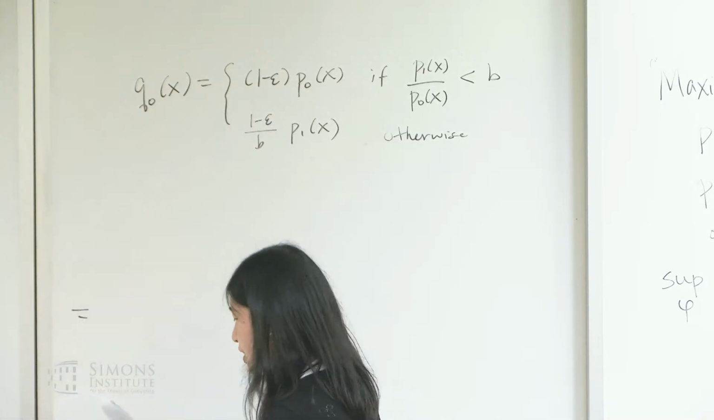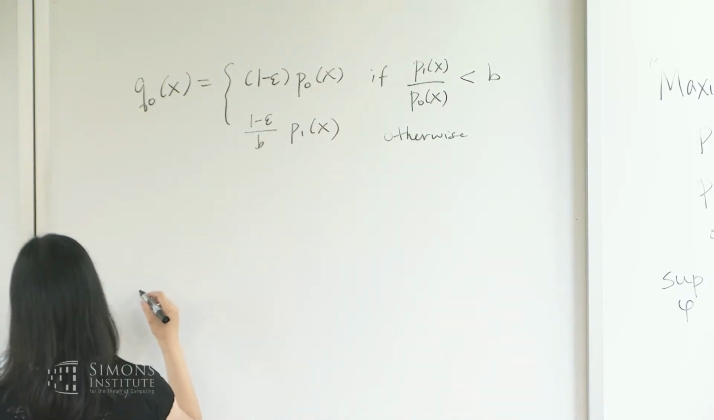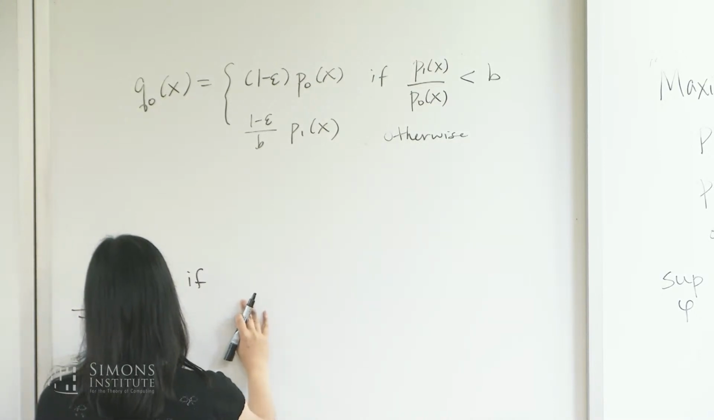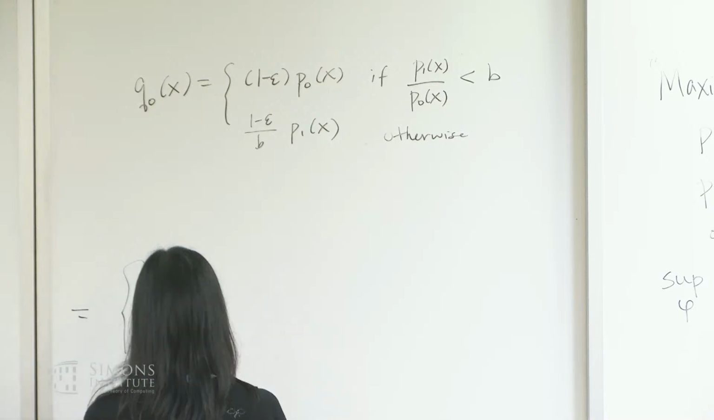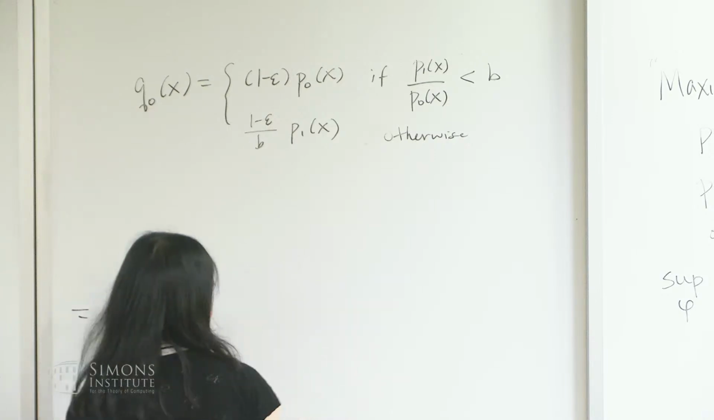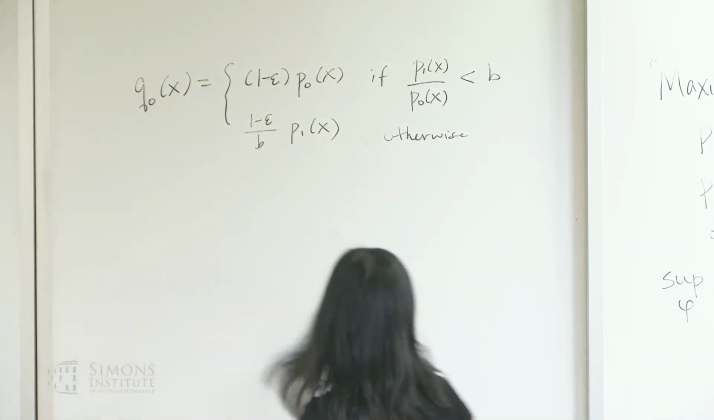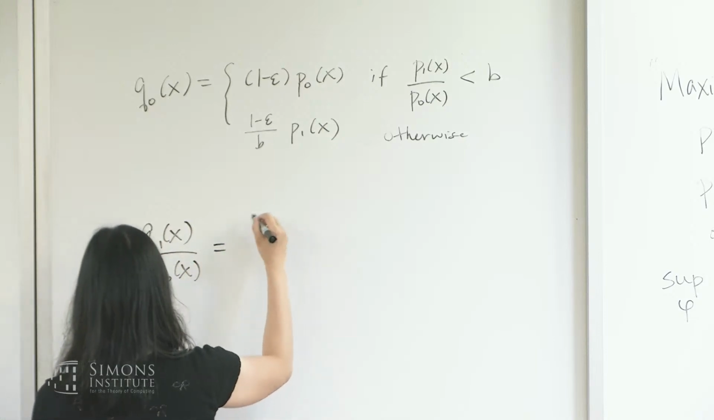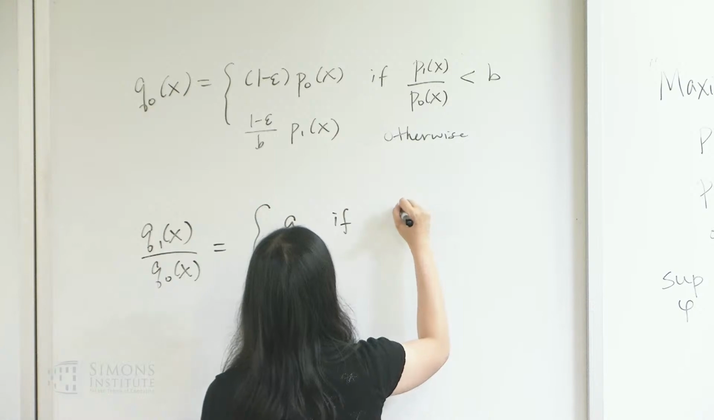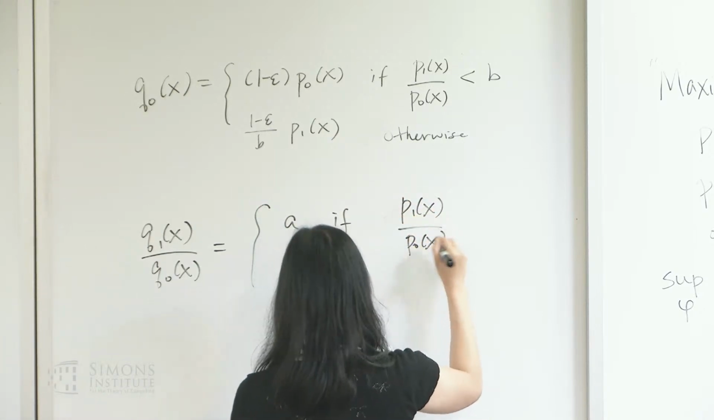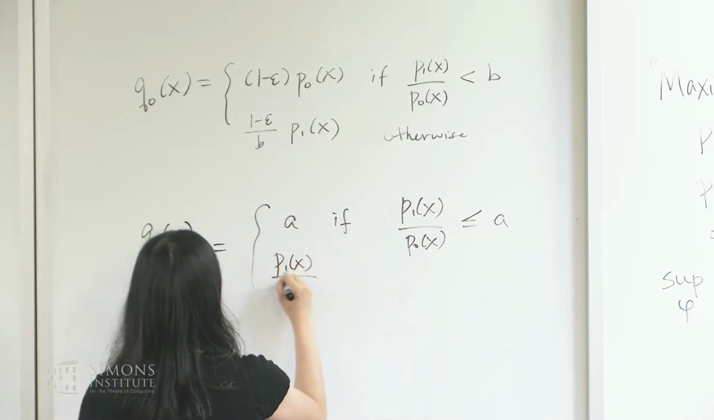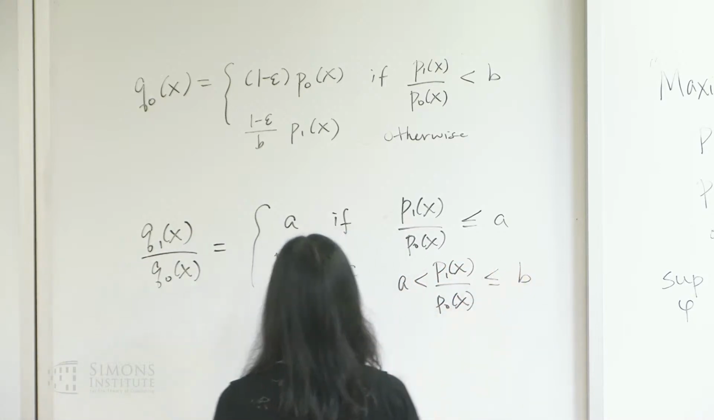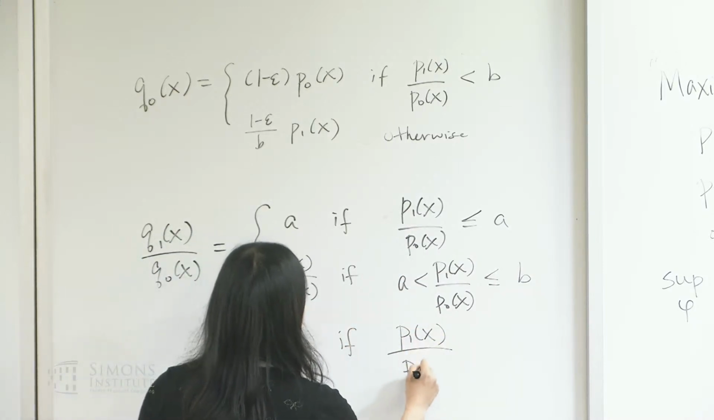So if you plug in what Q naught and Q1 are, then it turns out that Q1 of x over Q naught of x is equal to A if P1 of x over P naught of x is less than or equal to A. It's equal to P1 of x over P naught of x if the ratio is between A and B, and it's equal to B if P1 of x over P naught of x is bigger than B.